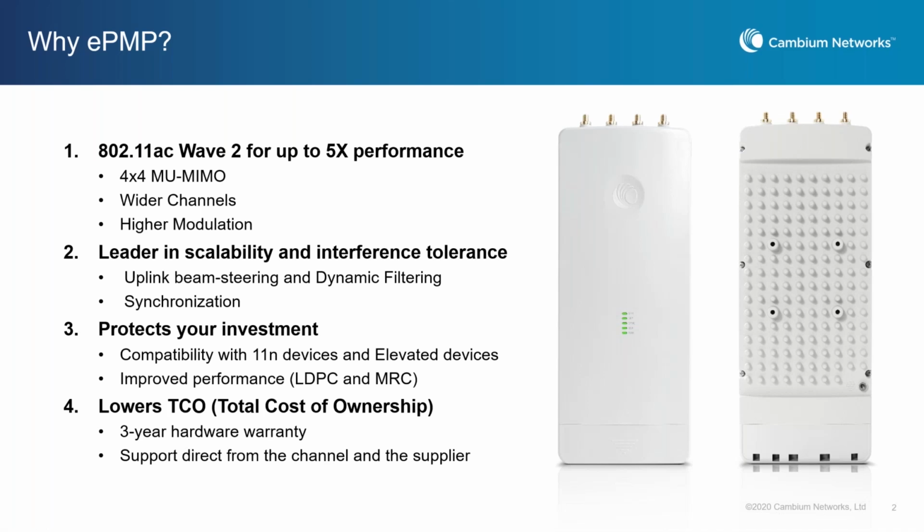We talk about 802.11 AC Wave 2, which gives us 4x4 MU-MIMO, the wider channels and the higher modulation. And now today we're going to talk about where things are headed, but this is the capability that's out there today with Wave 2, and it gives us some great performance. And the deployment rate of ePMP just continues to go up, so very excited about that.